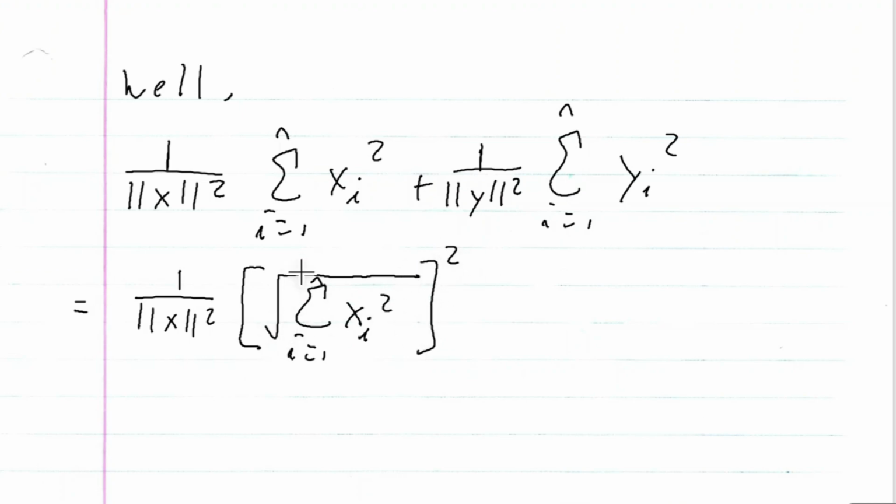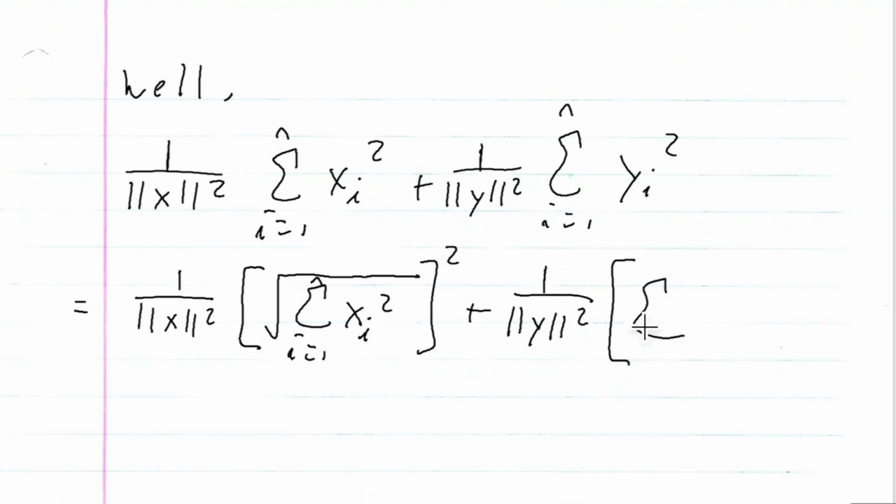right? Since this sum is completely positive, if we take the square root of it and then square it, that is the same thing as this, because all these terms are positive. We're only messing with positive terms. And we know that's the same thing over here with 1 over the norm of y squared.